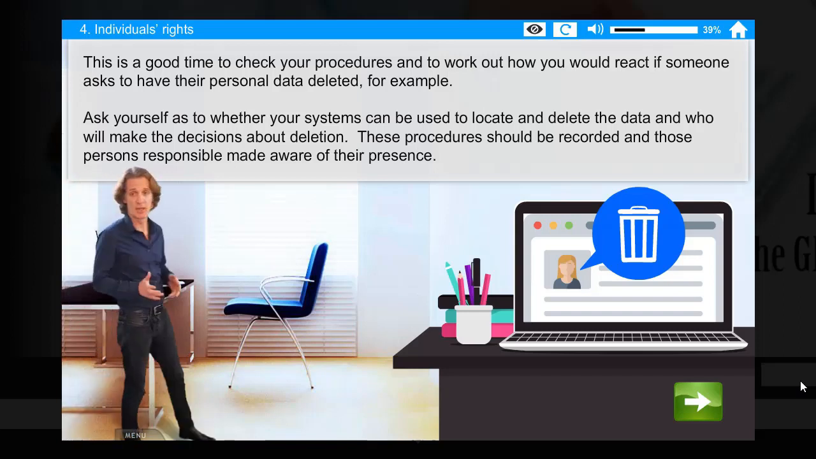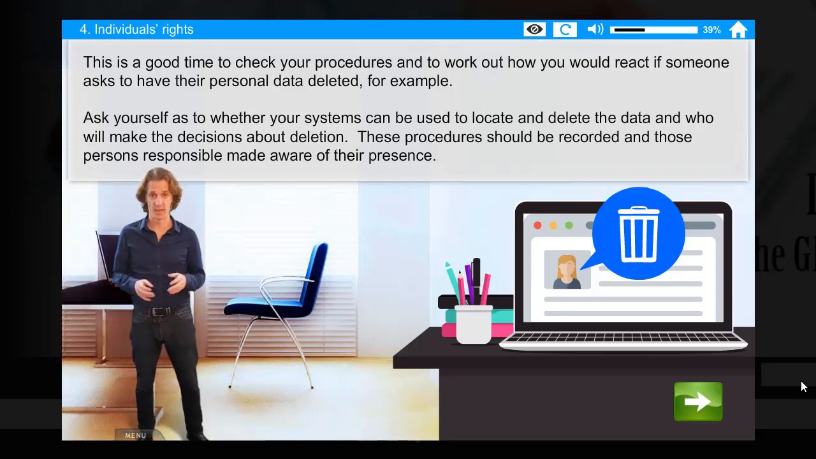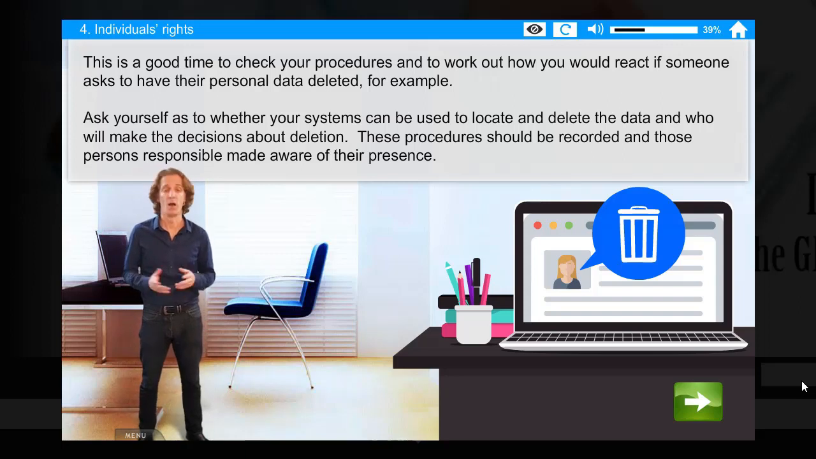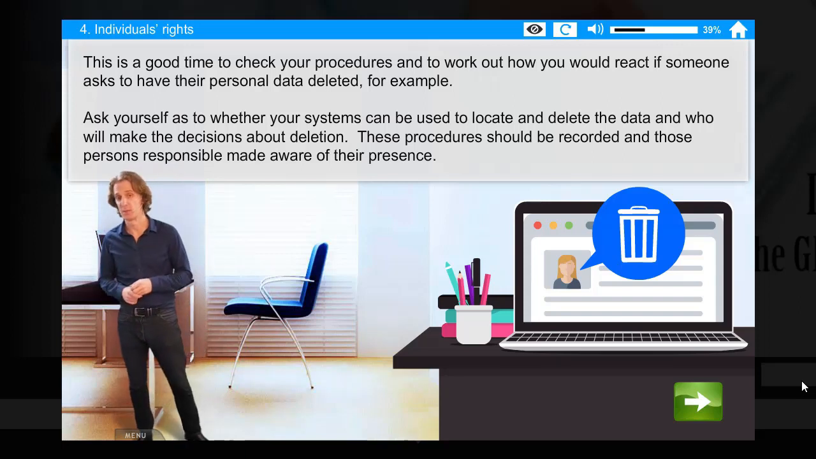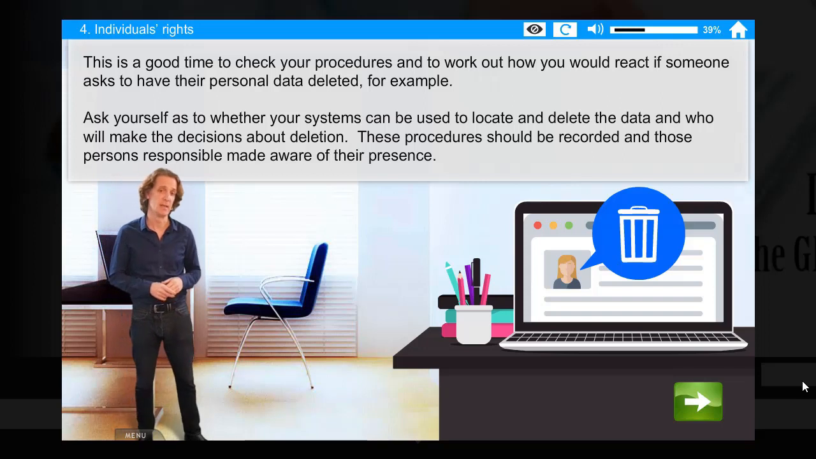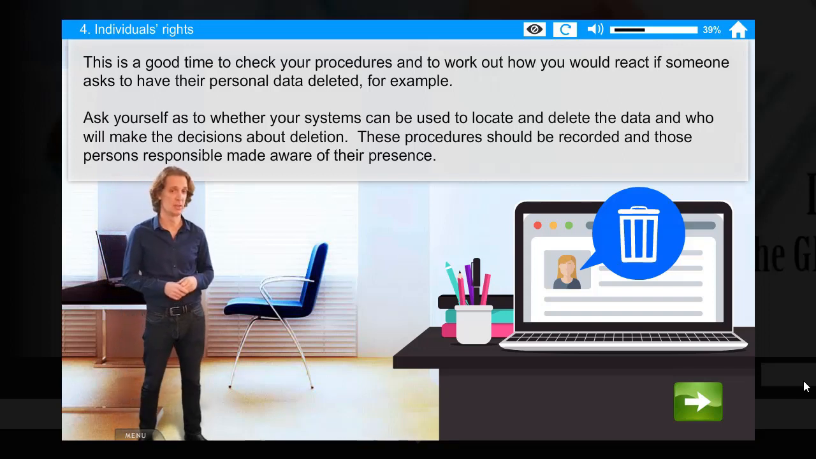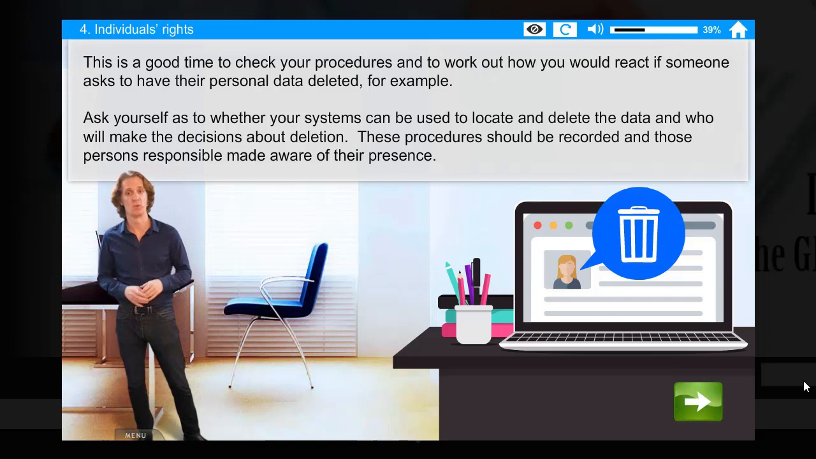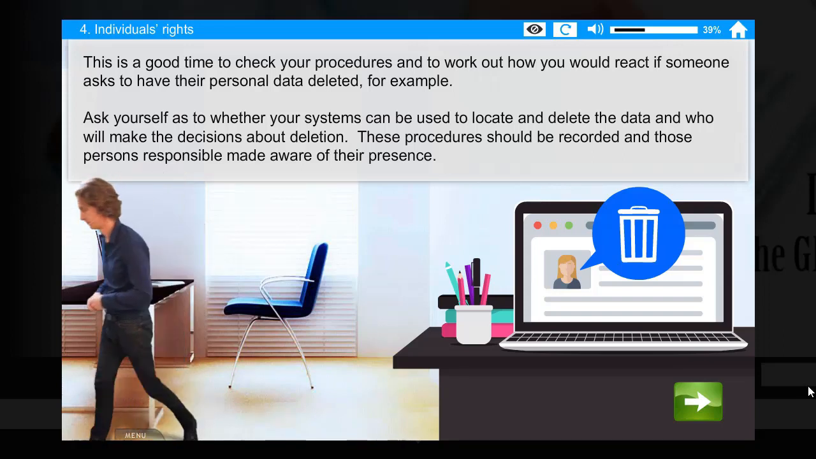This is a good time to check your procedures and to work out how you would react if someone asked to have their personal data deleted, for example. Ask yourself whether your systems can be used to locate and delete the data, and who will make the decisions about the deletion. These procedures should be recorded and those persons responsible made aware of their presence.